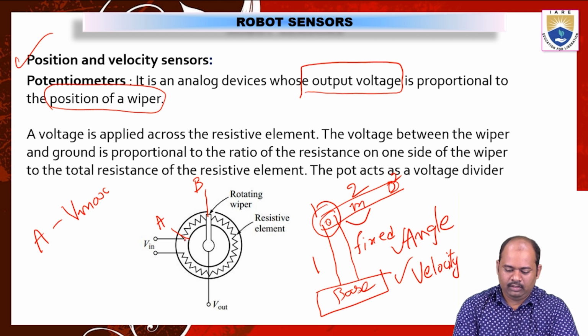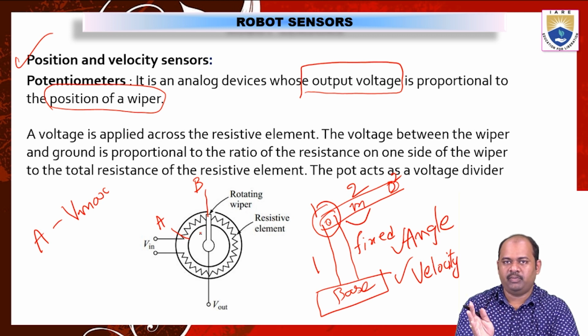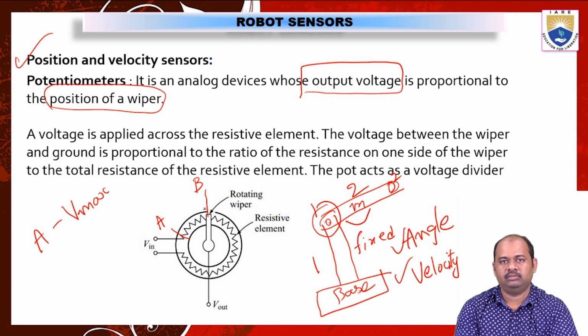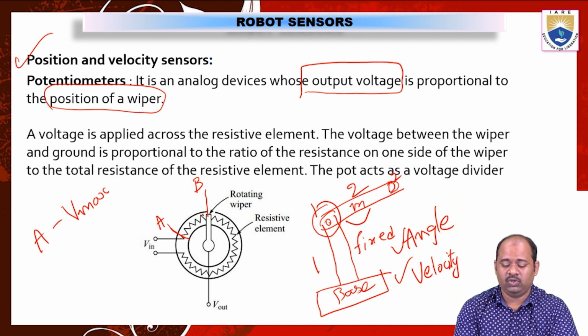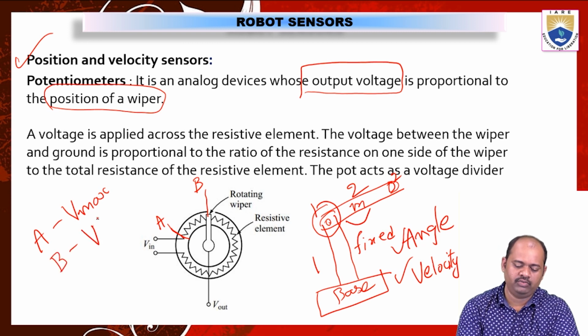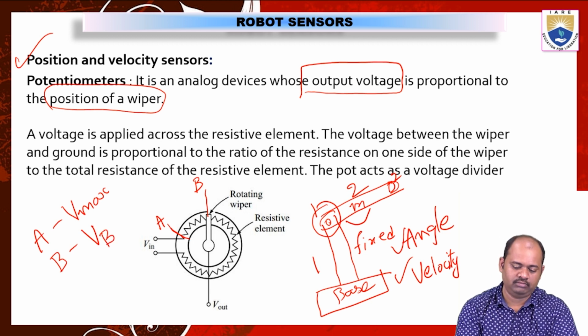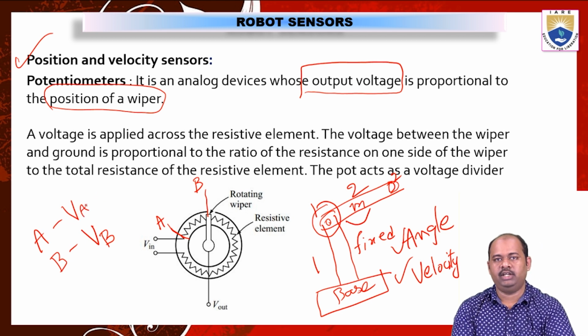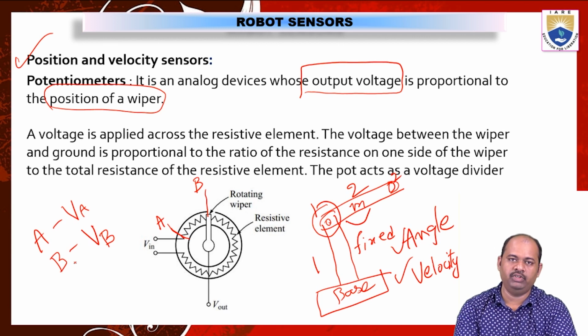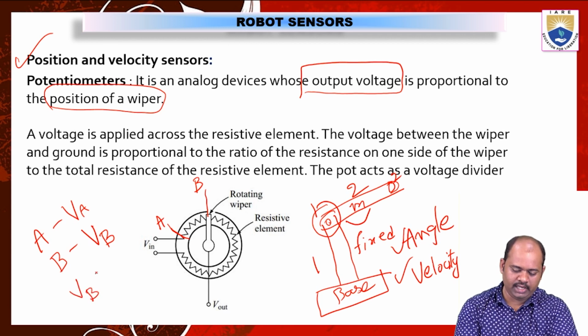Now, if the wiper has rotated through some angle and shifted to point B, what happens? Here we can see the part between A and B is a resistive element which does not allow the free flow of electricity. So it will decrease some voltage. At point B, the voltage will be somewhat less. Voltage at point A is VA and voltage at point B is VB. So VB is less than VA.